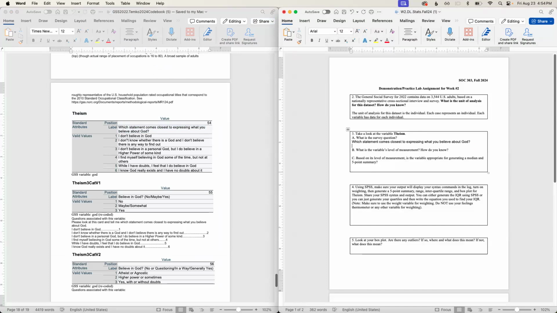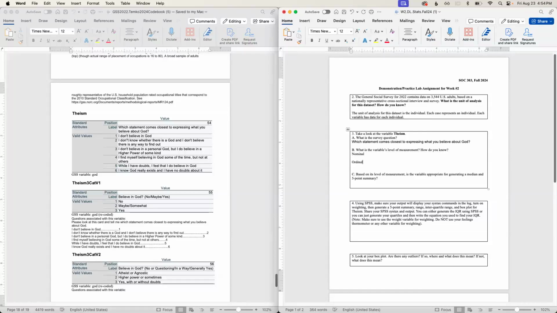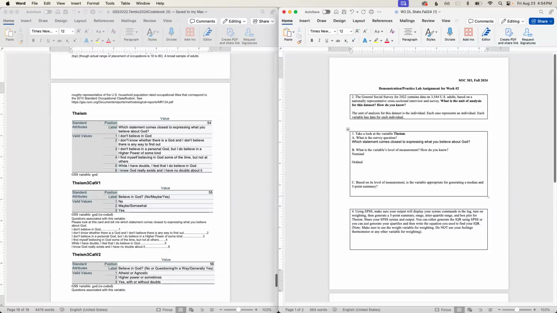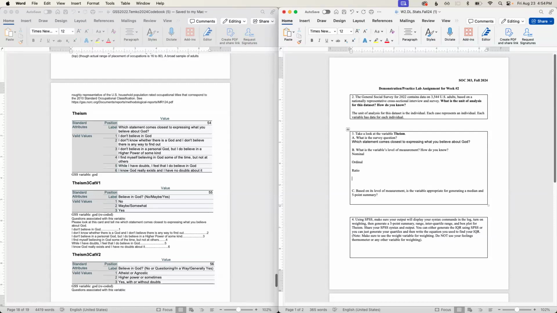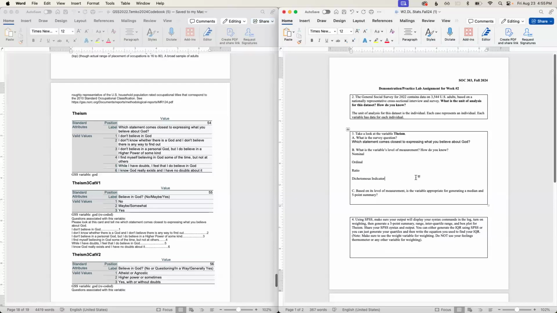Okay, what is the variable's level of measurement? How do you know? So it could be nominal, ordinal, right? It could be interval, but we're more thinking about ratio here, or it could be one of those dichotomous variables, an indicator of just 0 and 1. Okay, so let's see what it is. So we can see this is coded from 1 through 6, right? It's not 0, 1, it's not dichotomous, there aren't only 2.